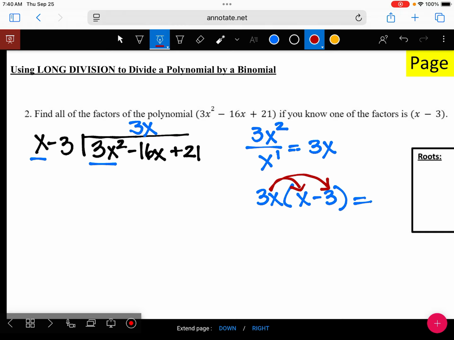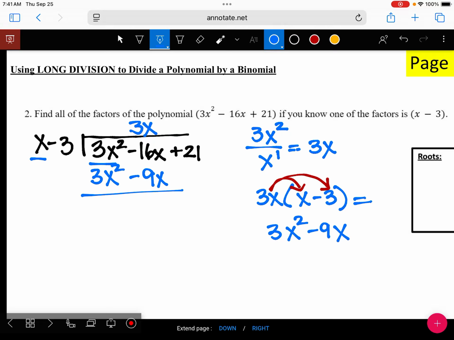So 3x multiplied by x minus 3 is 3x squared minus 9x. So I'm going to bring that over here. Go ahead and do that. So you got 3x squared minus 9x.